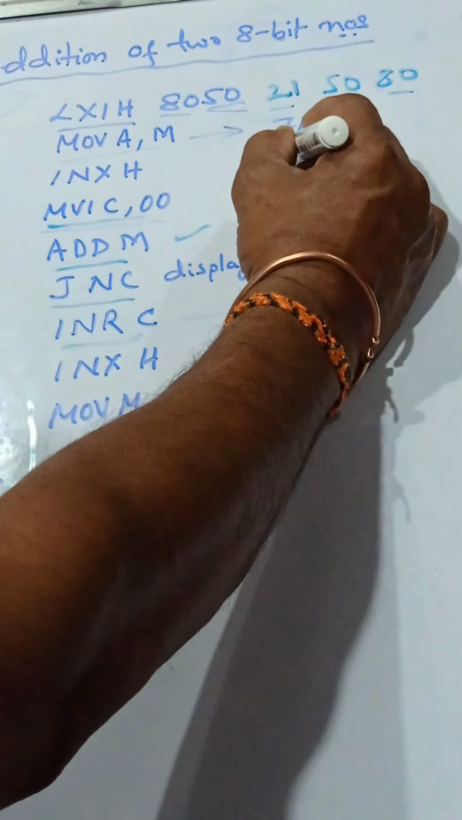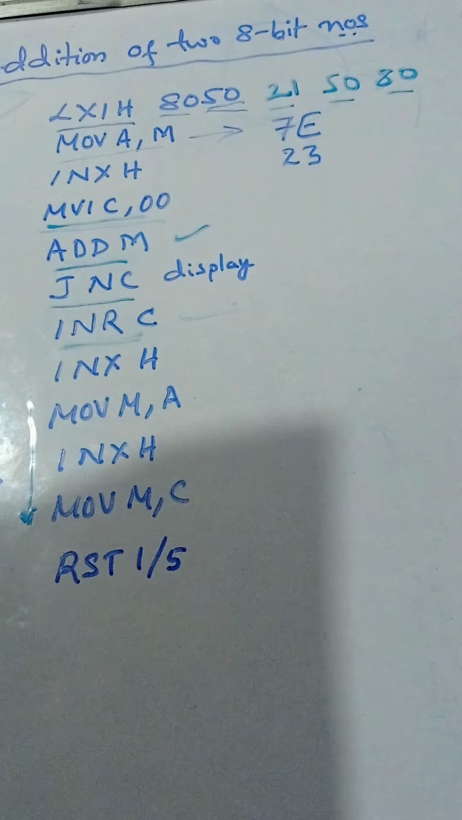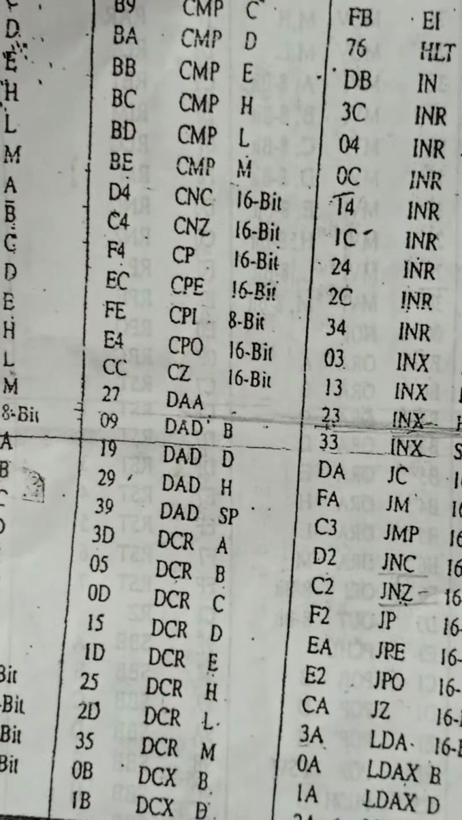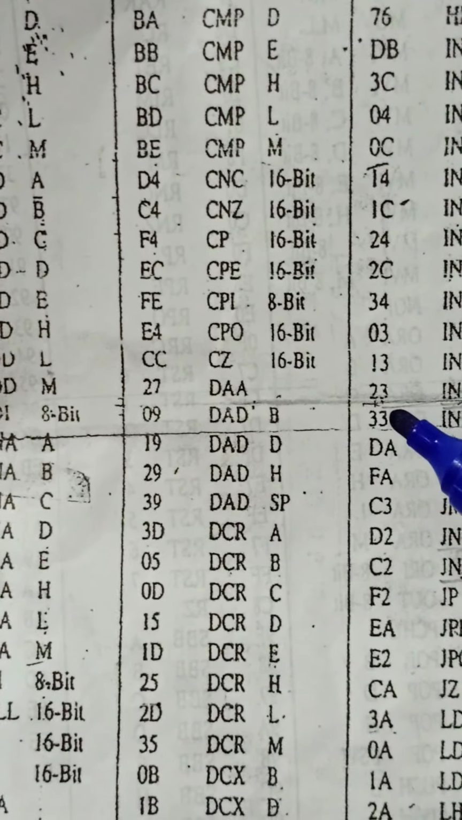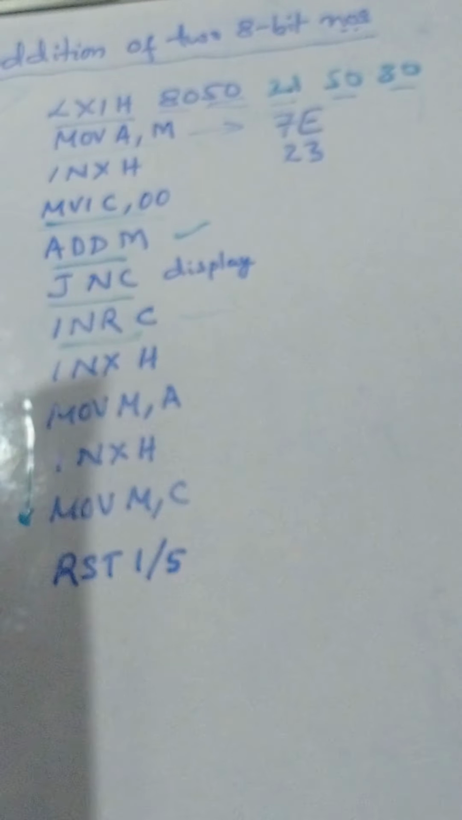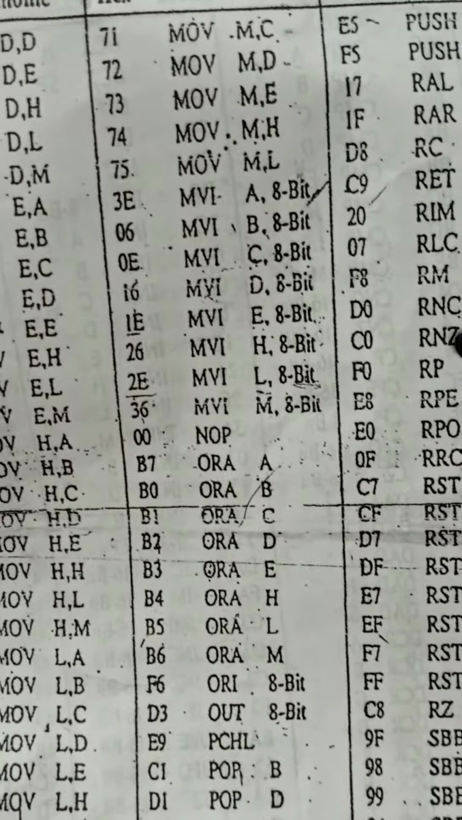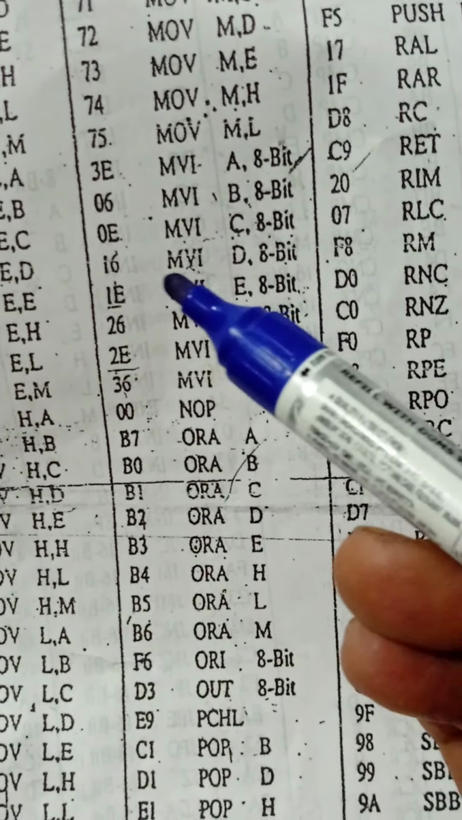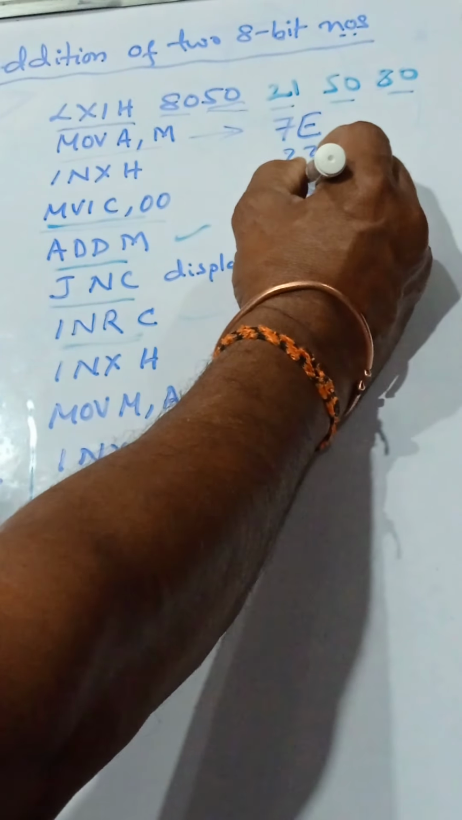INX H has the code 23. It is according to the alphabetical order. You can see that INX H is 23. So we will be using that 23 corresponding to INX H. Next, MVI C. MVI C is 0E. So this is 0E.